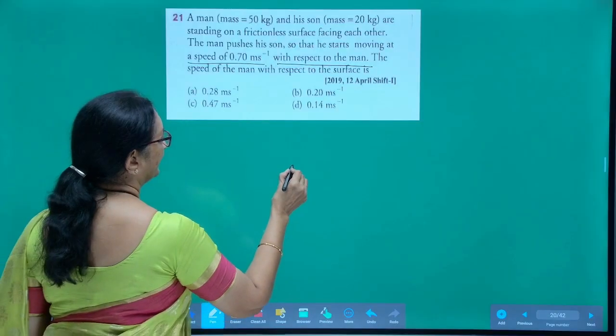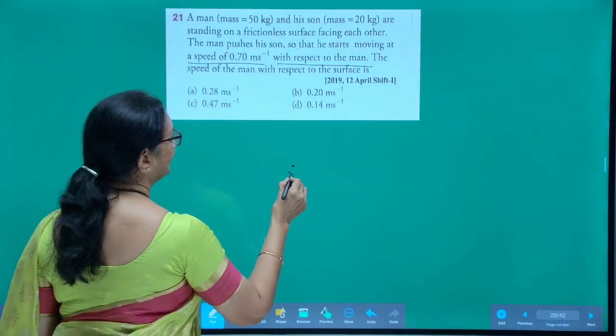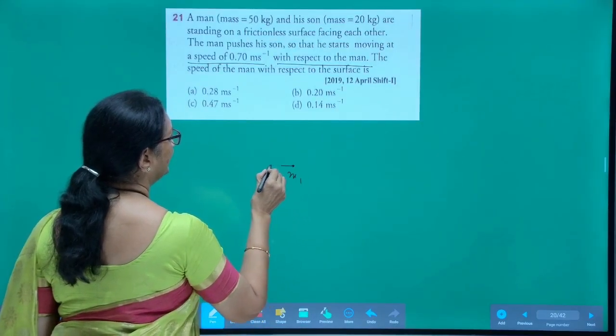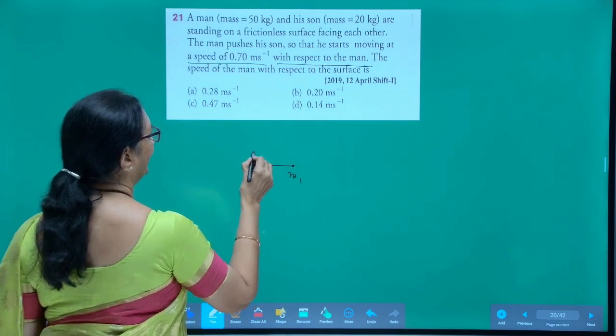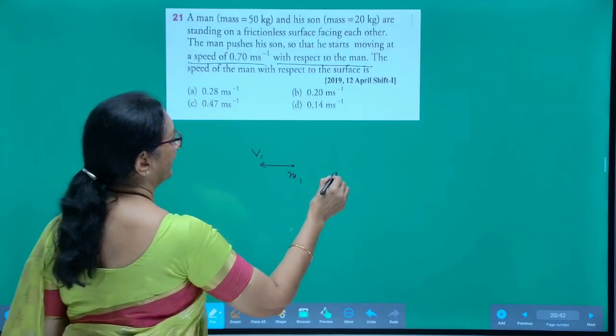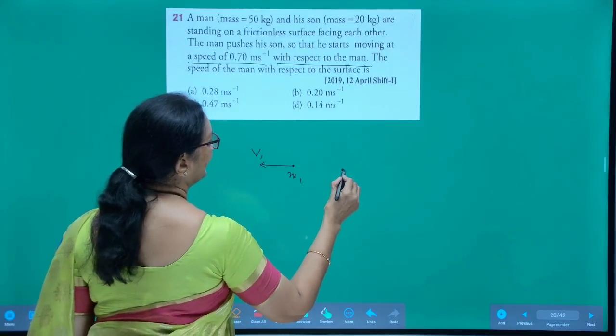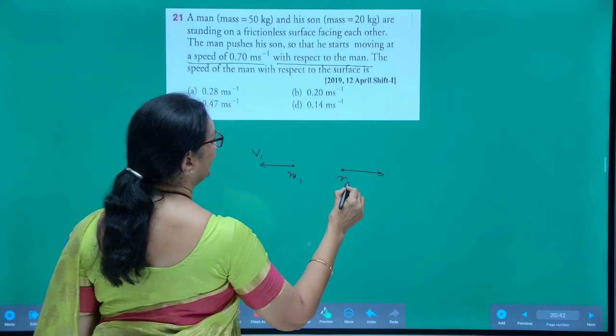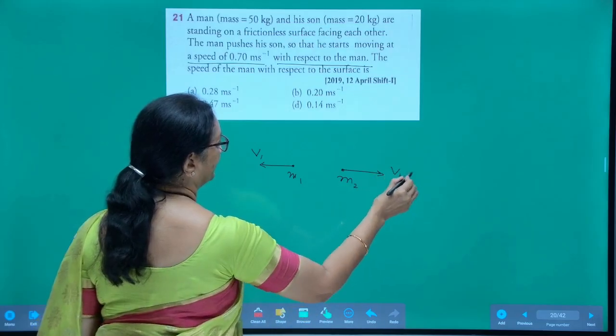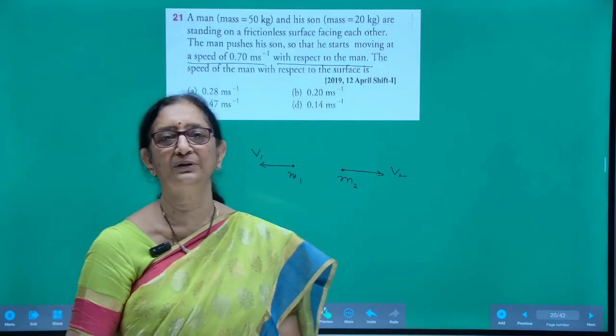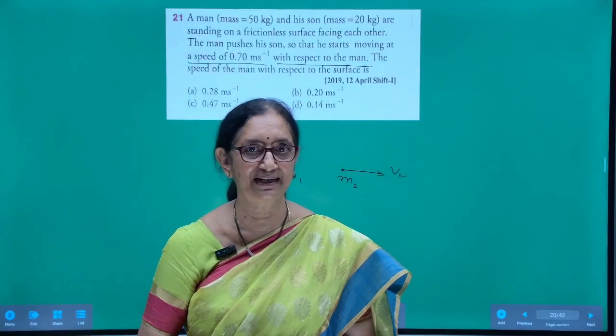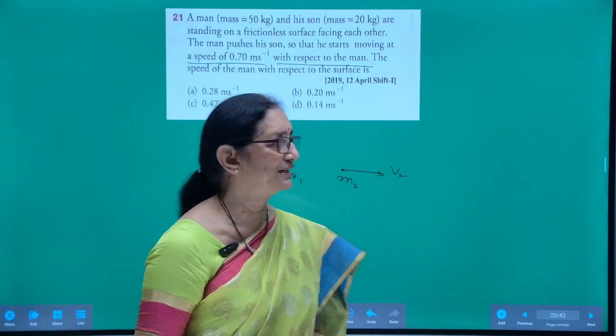Look here, the man, let this be the boy. The man pushes the boy with a velocity v1. As a result, the man moves back with a velocity v2 because initially both of them are at rest on a frictionless surface. Initial momentum is 0.